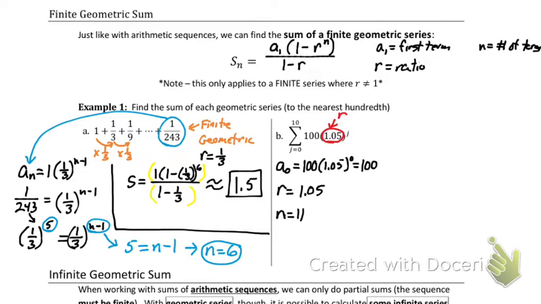Okay, so now we can do our sum. Our sum is going to equal our first term, 100, times 1 minus r to the n. Our r value is 1.05, so we have 1 minus 1.05 to the nth, which is 11, and that's going to be all over 1 minus 1.05. All right, let's try to plug that into our calculator and see what we get out.